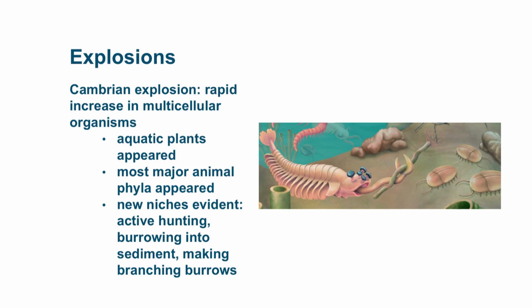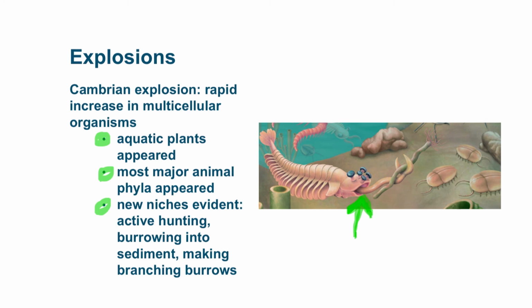And finally, we get to this concept of explosion, and by that we mean a very fast increase in the diversity of living things. So in the Cambrian period, there was an explosion of multicellular organisms. This is when aquatic plants appeared, the first major animal phyla evolved, and we saw evidence of animals evolving to fill new niches. So for instance, active hunting, like this bizarre fish depicted here, or fish-like animal.